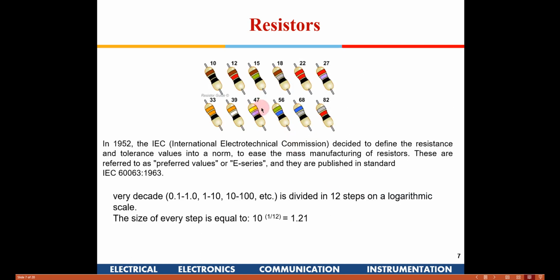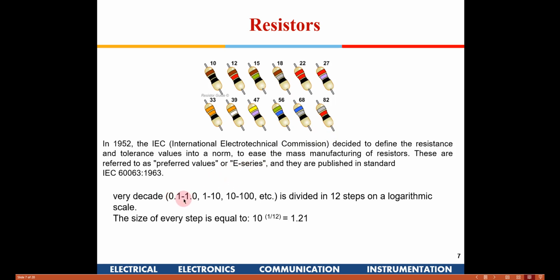Okay. Now if you see, in the market you don't get a resistance of any value. The values of the resistances which are available are fixed. In 1952 the IEC, International Electrotechnical Commission, decided that resistances should have discrete values, so that when you are doing mass production, you can target some specific values. So the designers know, okay, these are the specific value resistances which are available in the market. So this is standardized.